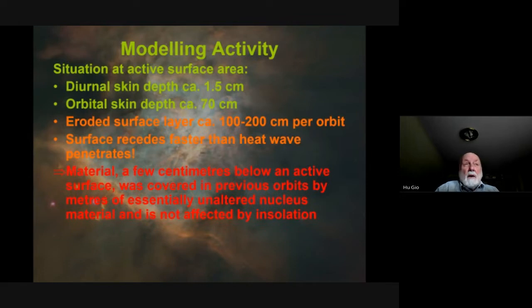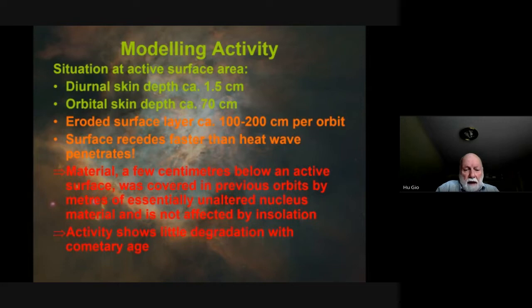That means if you are looking into the surface of an active area, what you essentially see is pristine material, because it had been before the interior of the nucleus, 1 or 2 or more meters below the surface. This is an important consequence, I think, for the question of how you can sample the nucleus, and how easy or not easy it is to sample pristine material from a comet nucleus.